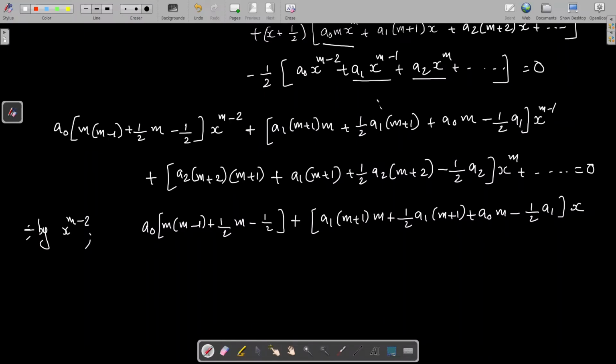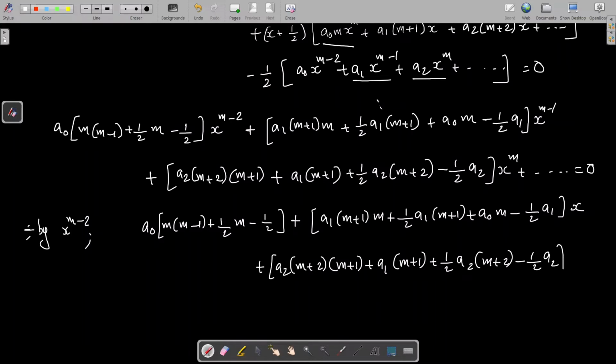Finally, the other term is plus a2 into (m plus 2) into (m plus 1) plus a1 into (m plus 1) plus 1 by 2 a2 into (m plus 2) minus 1 by 2 a2, into x raised to m divided by x raised to m minus 2. That is x raised to m minus of (m minus 2), that is equal to x square. So here we have x square plus etc., equal to 0. This is the expression now.